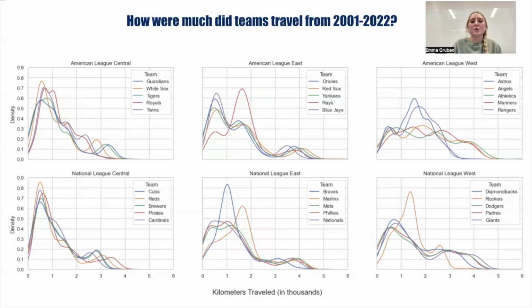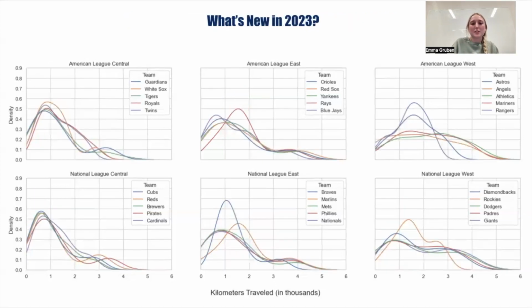So here we have the distributions of kilometers traveled, in thousands of kilometers, for each division and each team. Due to schedule changes in 2023, we wanted to separate out that year and see how the distributions compare. So this is that comparison. And as you can see, the distributions have more weight on the end of their tails towards traveling farther.